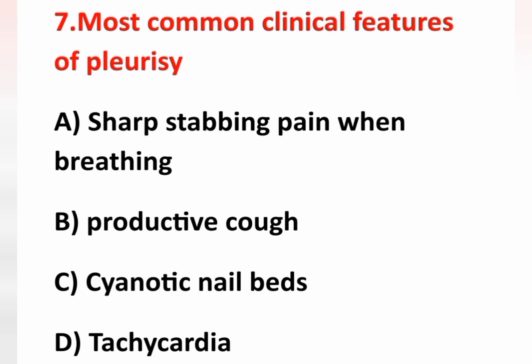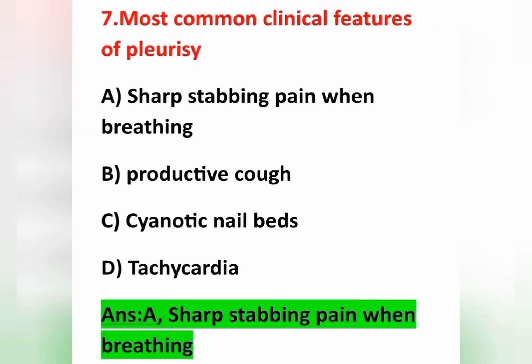Seventh question, most common clinical features of pleurisy is, and the options are option A sharp stabbing pain when breathing, option B productive cough, option C cyanotic nail beds, option D tachycardia. Here our question is, which is the most common clinical feature of pleurisy? Option A, sharp stabbing pain when breathing, is the correct answer.